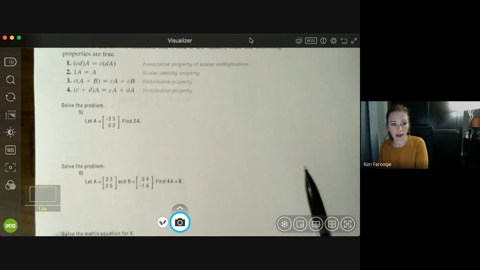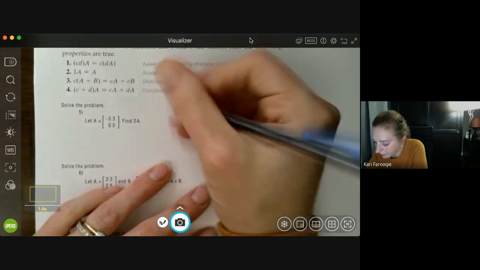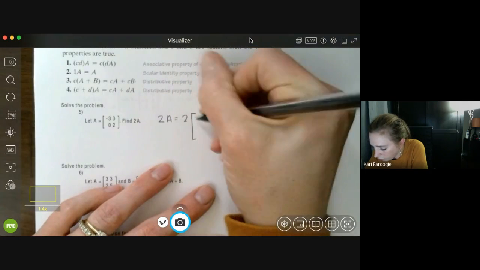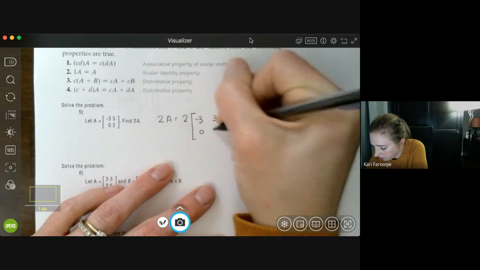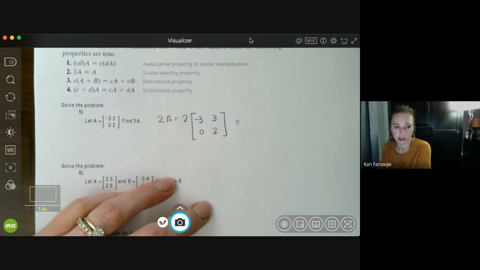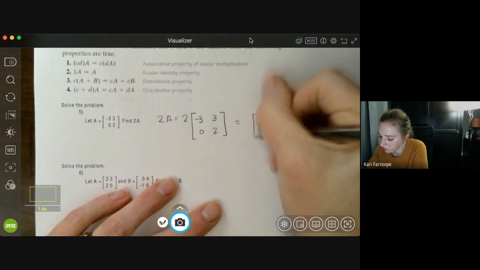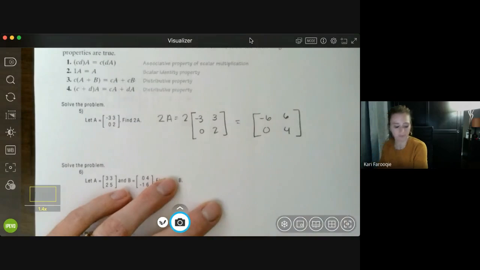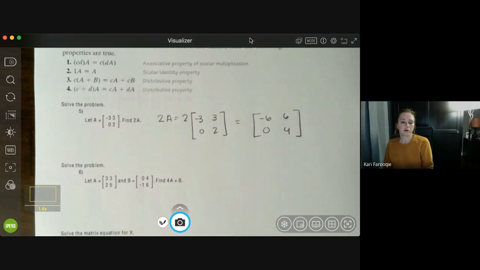So number 5 is asking for 2A. When you are trying to find 2A, you're going to take 2 and multiply it by each element in your matrix. So you're just taking each element and multiplying it by that scalar. So that just looks like negative 6, 6, 0, 4. Now, matrix multiplication, when we get to it on the next page, is going to be more work. But scalar multiplication, you're just multiplying that number through the matrix.